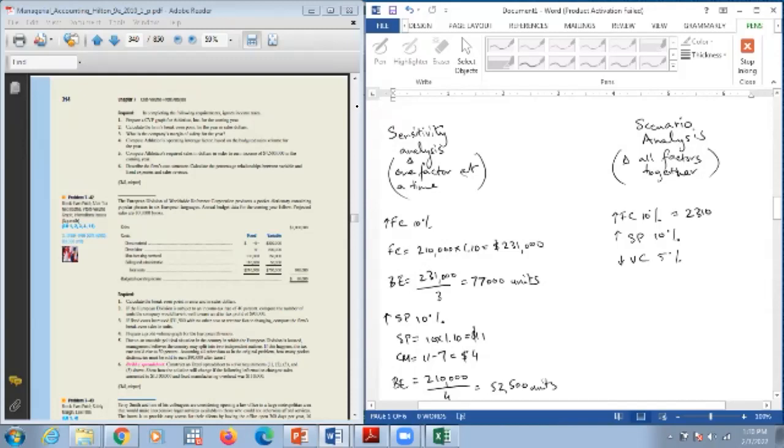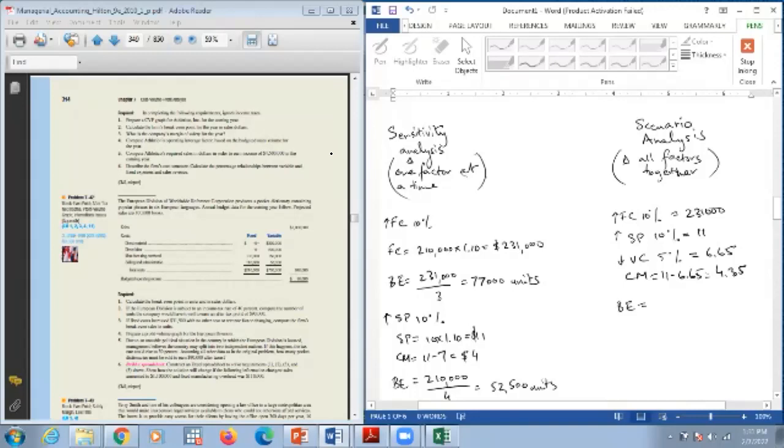So your fixed cost will be $231,000. We know this because we've already calculated it here. Our sale price will be $11. We know this because we've already calculated it here. A decrease in the variable cost of 5% will be $7 times 0.95, which gives us a variable cost of $6.65. This allows us to calculate a new contribution margin of 11 minus $6.65, which is a $4.35 contribution margin.